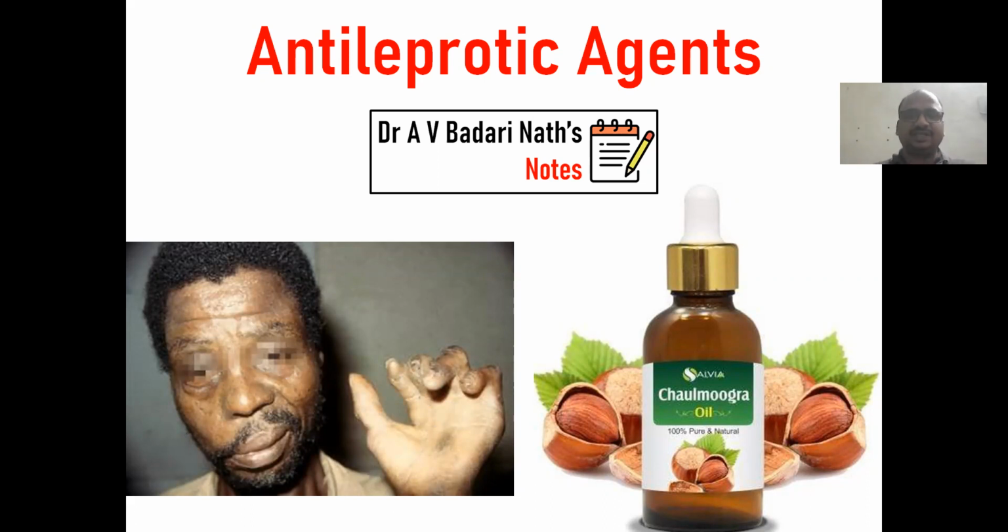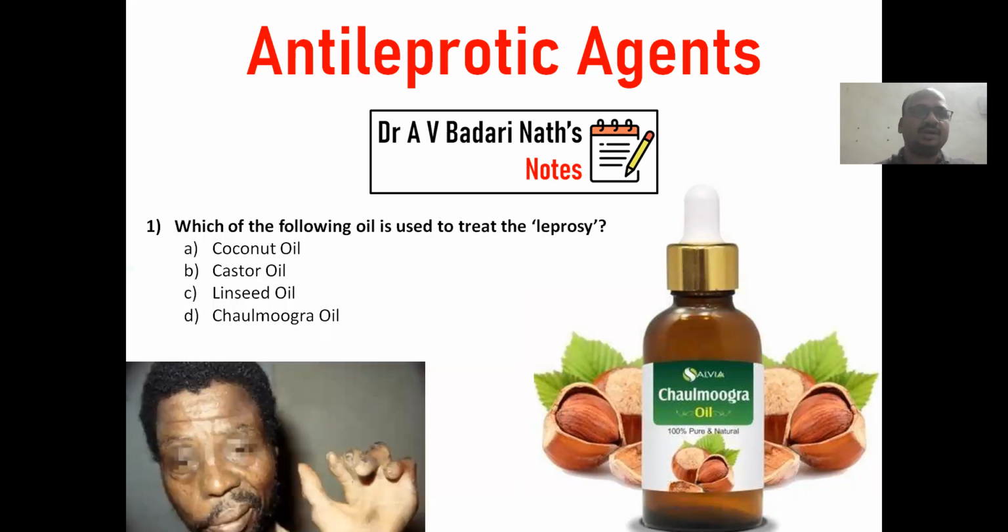If you see this, this is one of the important bits which appeared in your GPAT and all competitive examinations throughout India, in all the states, like pharmacist examination, RRB, drugs inspector examination. Which of the following oils is used to treat leprosy? Coconut oil, castor oil, linseed oil, chaulmoogra oil. Chaulmoogra oil is the correct answer. It has a weak anti-leprotic property, and this was given in the Tripathi textbook itself.